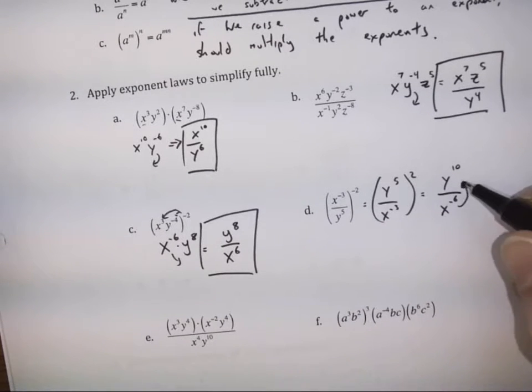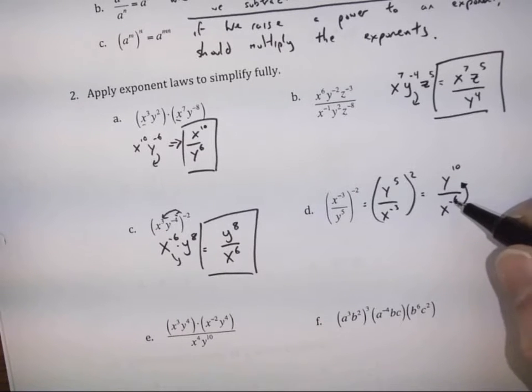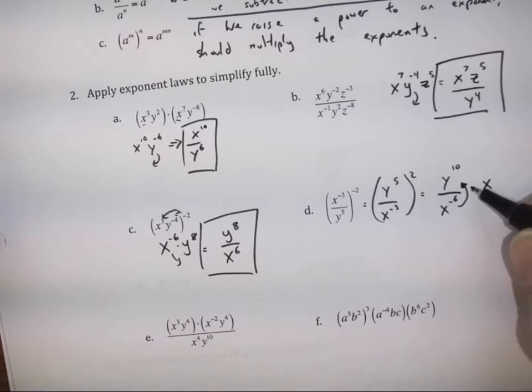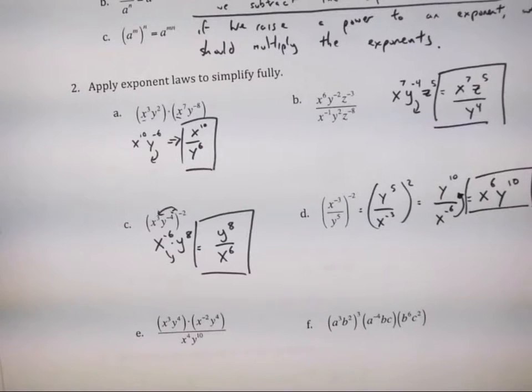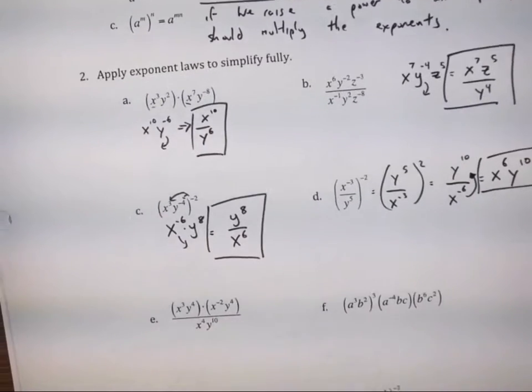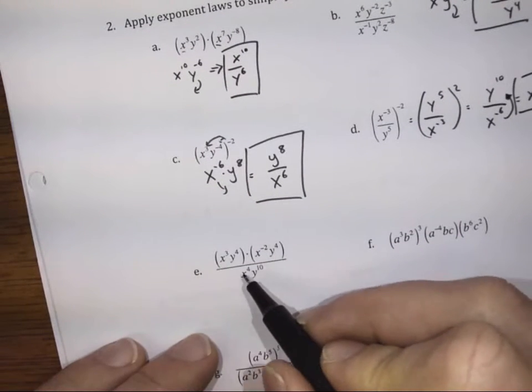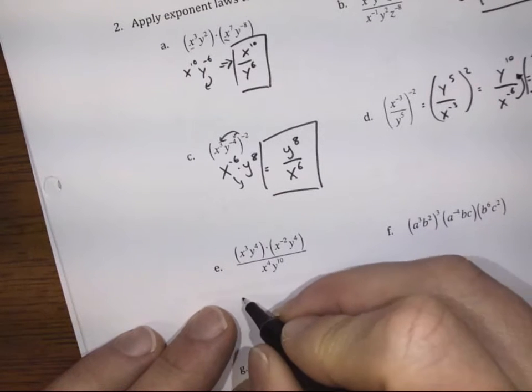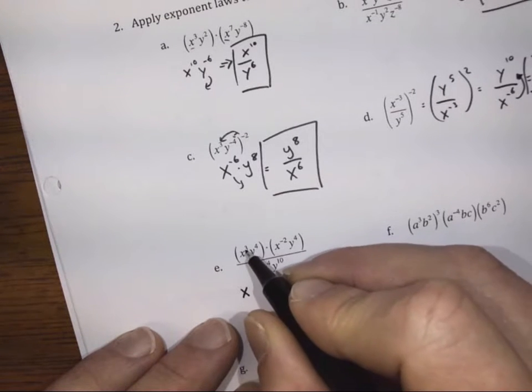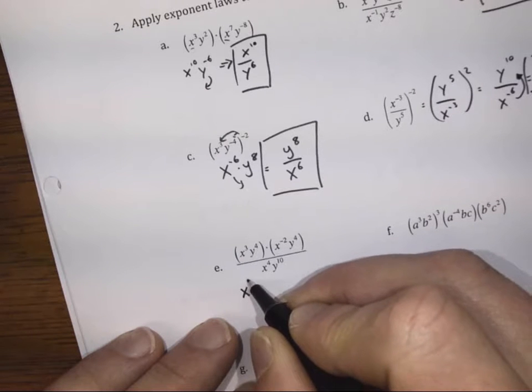Nonetheless, I'm going to flip it up to the top and change this to a positive 6. And I like to write my variables in alphabetic order. So I get x raised to exponent 6, y raised to exponent 10. All right, moving on. Okay, so I'm going to do the things on the top of the bracket first. So x cubed times x to the power of negative 2 becomes x to the power of 3 plus negative 2, or x to the power of 1.